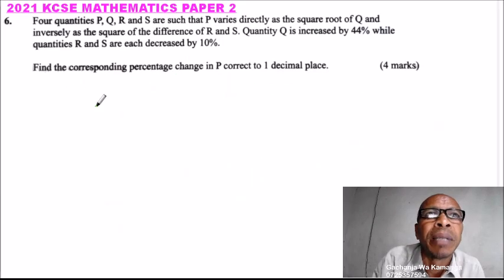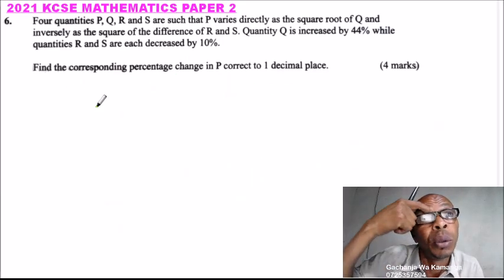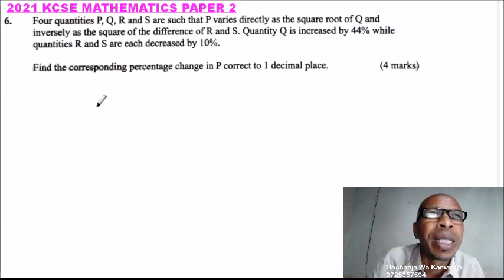2021 KCSE Mathematics Paper 2. So we are told number 6.